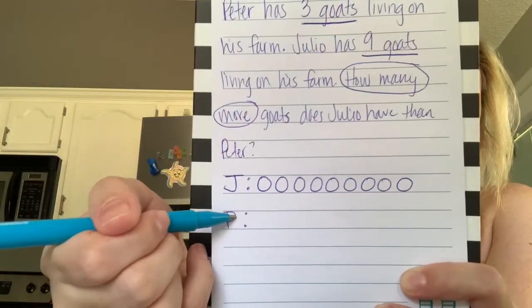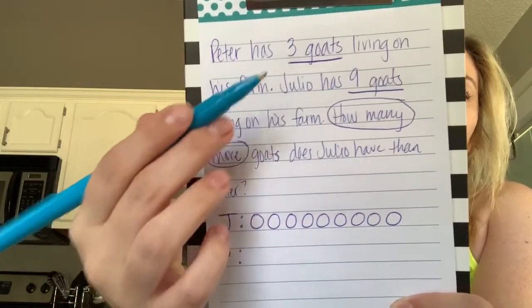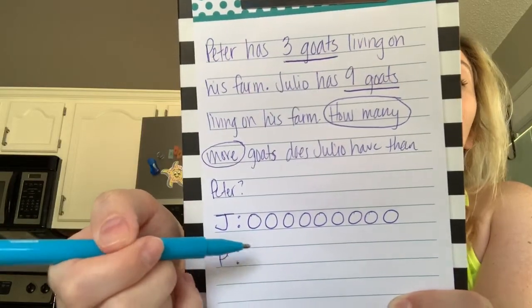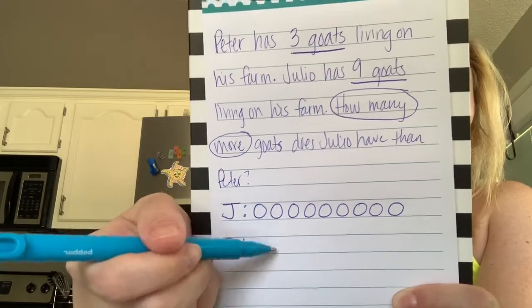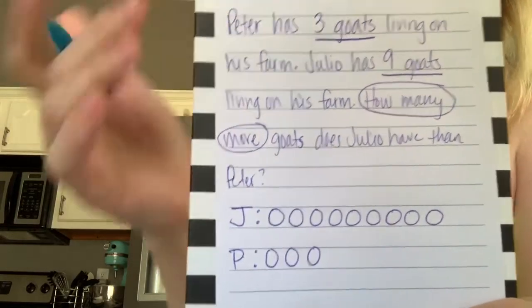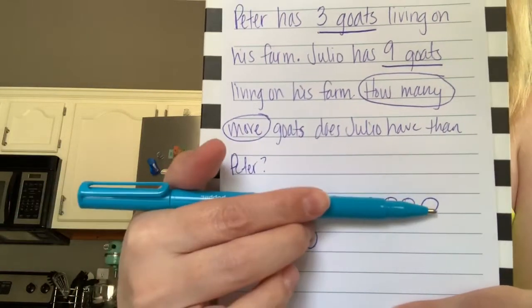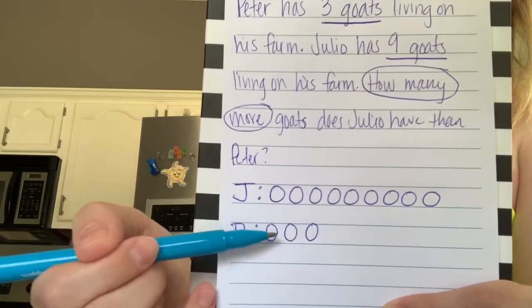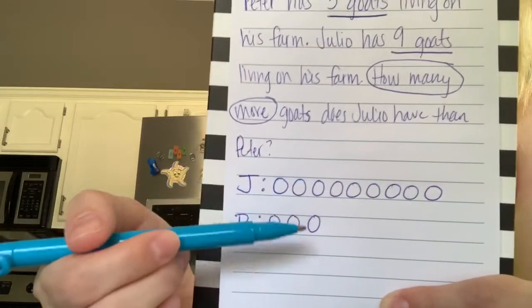All right, the P stands for Peter. How many goats did Peter have? 3. What do you think we're going to do? Okay, now when we draw these 3, we need to draw them directly underneath because it's for a reason. So draw them the exact same size and directly underneath. Okay, so we know Julio has got 9. Peter has 3. We want to know how much bigger 9 is than 3.